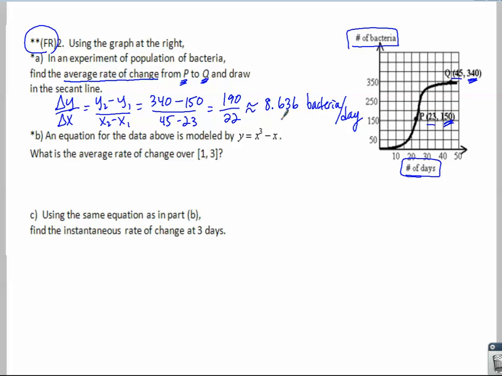Keep in mind, if you just give an answer that's bald, meaning you don't show work or you don't give units, you will not get any credit. So answer with units if you can, always.